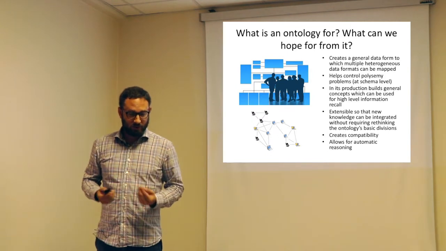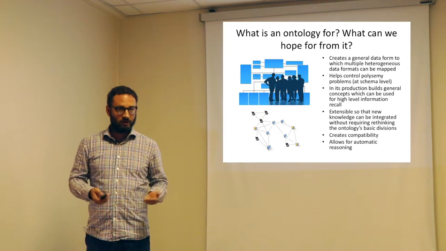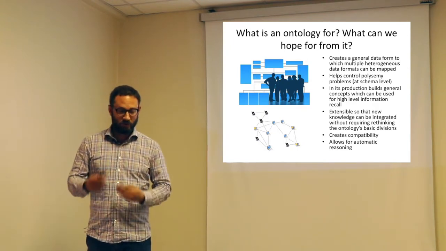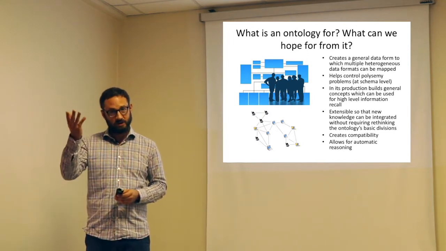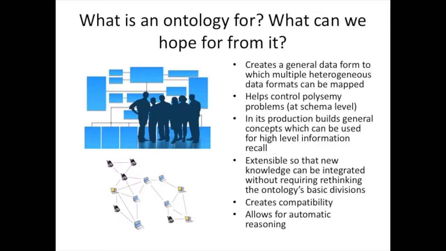If an ontology is well built, then we've created the categories and relations in such a way that we don't have to reanalyze them over and over again. So if we want to add new concepts, we either add them at a more general level or a more specific level, but without having to redefine all of our concepts. This should, in the end, create compatibility between different data structures and eventually allow for automatic reasoning.